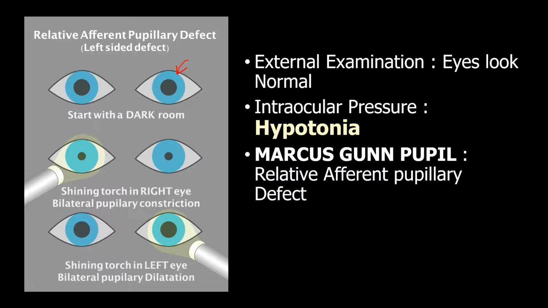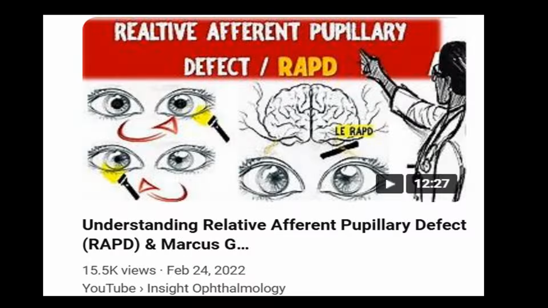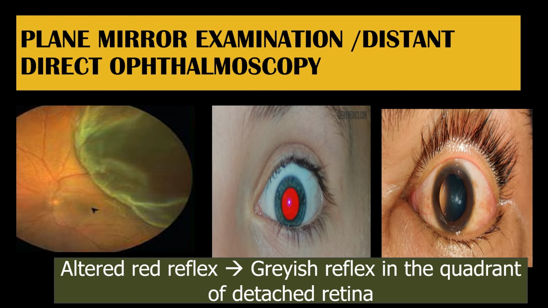So that is known as the Marcus Gunn pupil or the relative afferent pupillary defect, wherein the affected pupil will basically fail to constrict in the presence of the light, right? Now this we have discussed in detail in our video on relative afferent pupillary defect, and the link is going to be given in the description box.